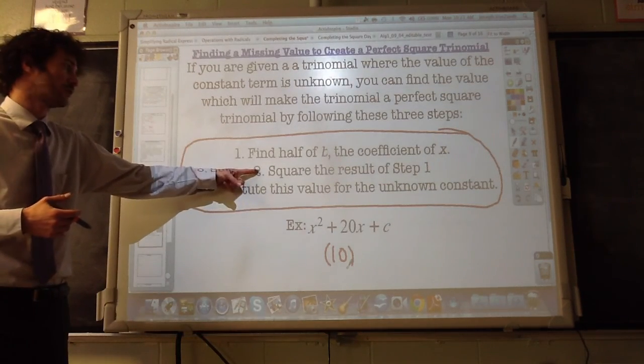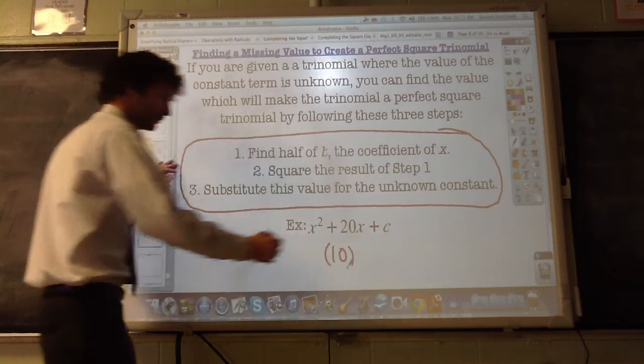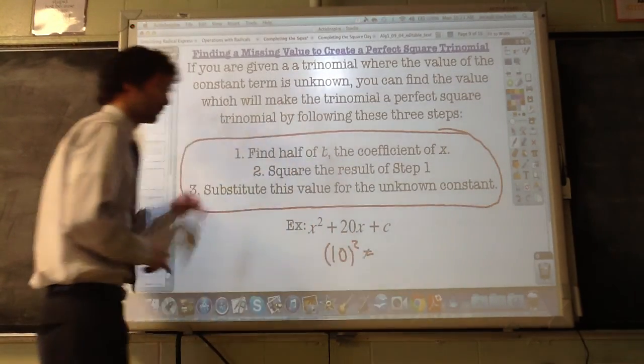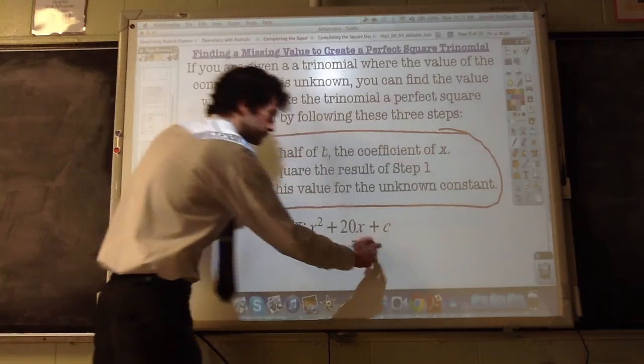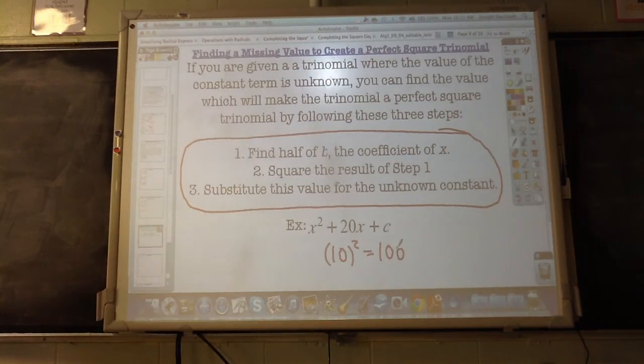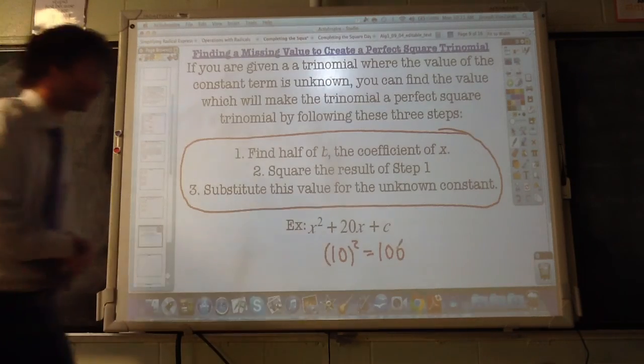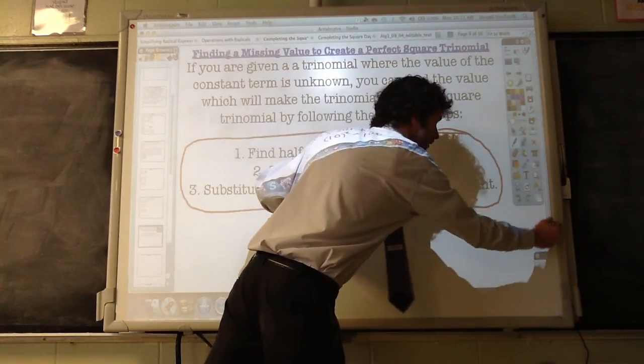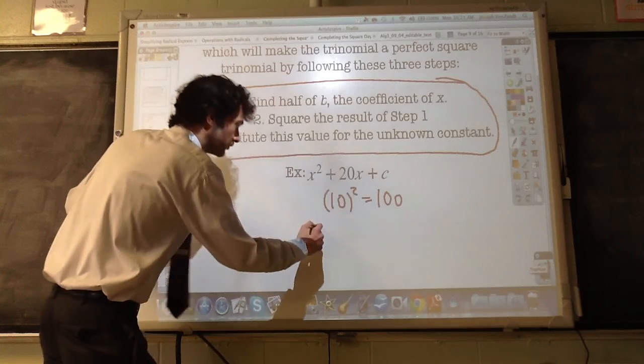Then step 2 is square the result of step 1. So that means square this. And then step 3 is plug that in for c, because that's c, right? That's all there is to it. Half of b squared equals c.